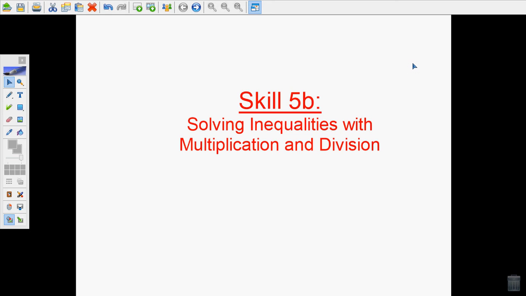We're going to talk about solving inequalities where we multiply and divide both sides. In the last lesson we looked at inequalities where we solved by adding or subtracting on both sides. So the next step is multiplying and dividing. This is along the same lines as solving equations: with 3x equals 15, we divided both sides by 3 and got x equals 5. Well, we can do the same thing with an inequality.